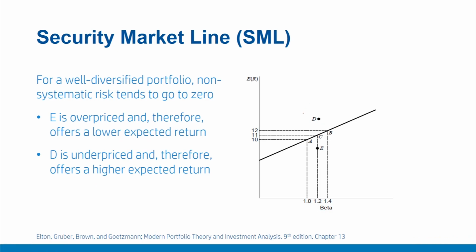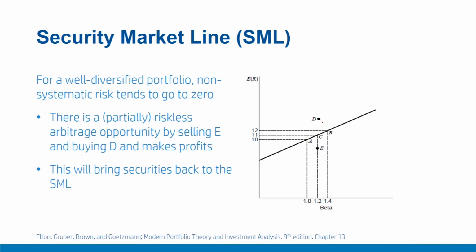E, clearly shown here, is below the SML, so it is overpriced and therefore offers a lower expected return, while D is underpriced and offers a higher expected return. Now, it appears that there is a riskless arbitrage opportunity by selling E and buying D to make riskless profits.